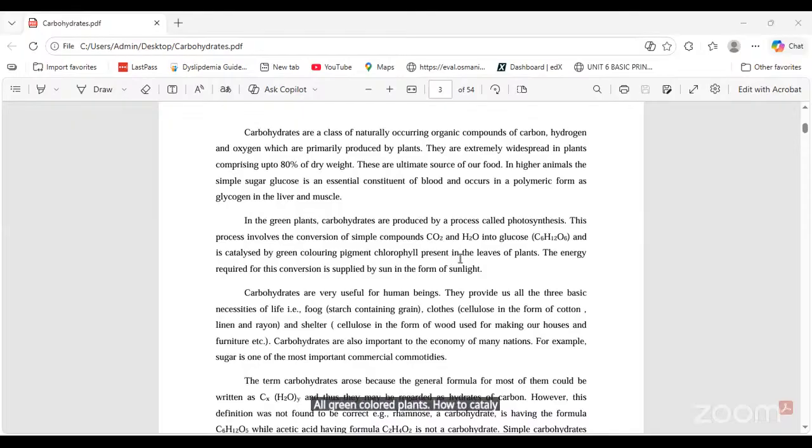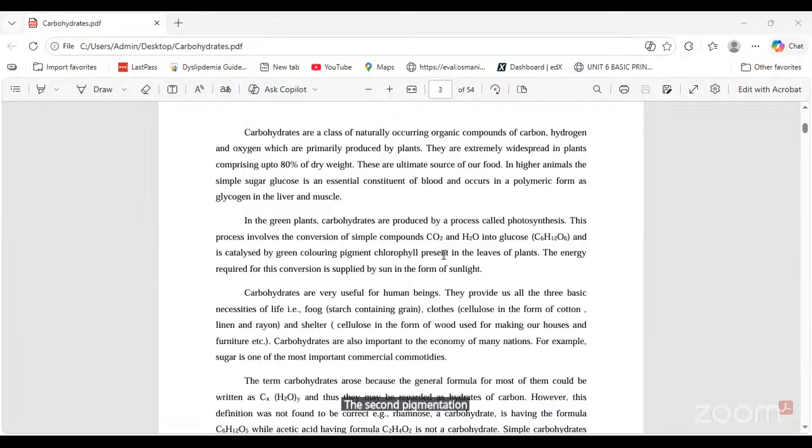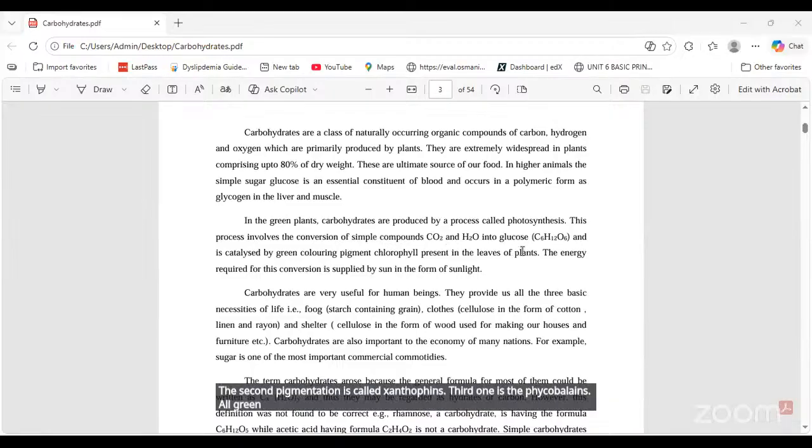In the plants, you can observe different types of pigments are present. What are the pigments? The first pigment is called chlorophyll. The second is called xanthophylls. The third one is the phycobilins. In the green leaves, chlorophyll traps the radiant energy and converts it into carbohydrates.